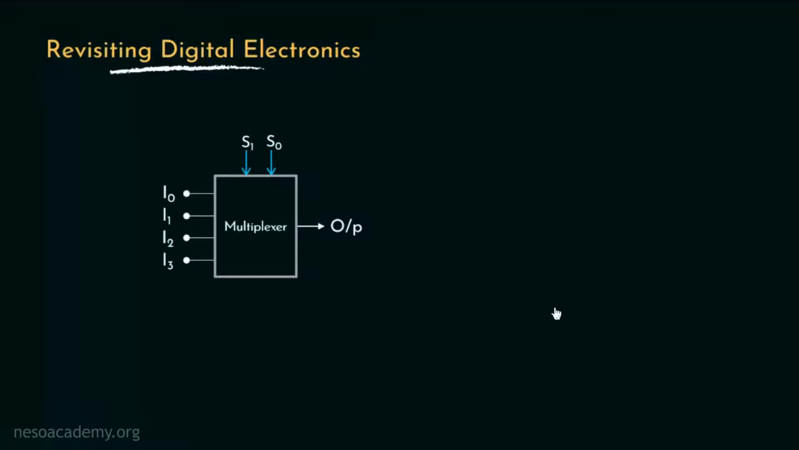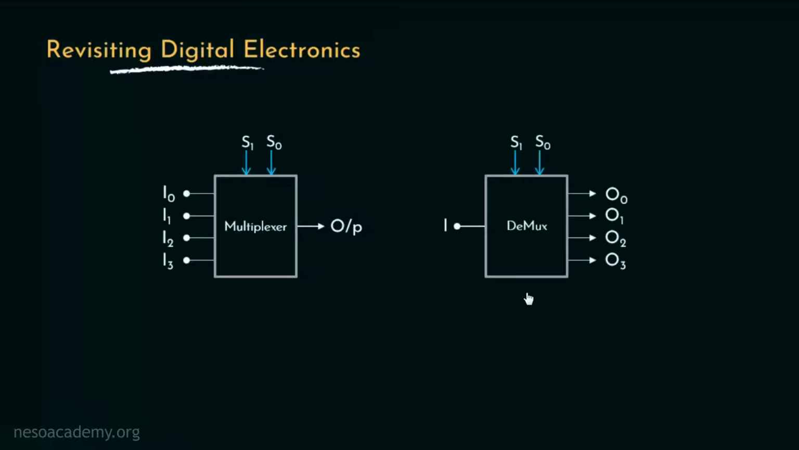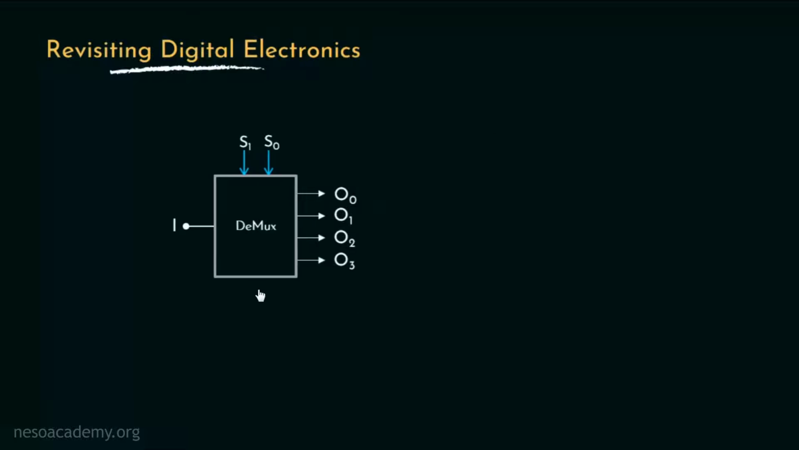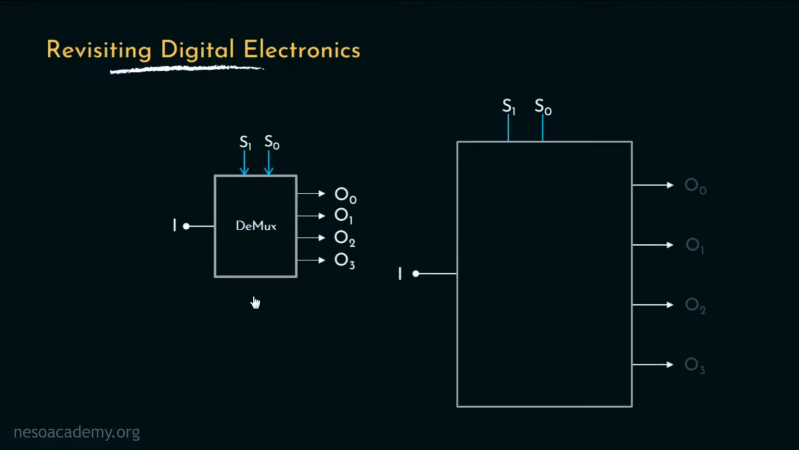On the other hand, we have the demultiplexer circuit. It performs just the opposite of the multiplexer. Here, based on the select lines, the input is propagated to any of the desired output lines. That is why the demultiplexer is also known as data distributor. Let's try and understand the architecture of the DMUX. In case of this particular circuit, it has 2 select lines, 1 input and 4 output lines.